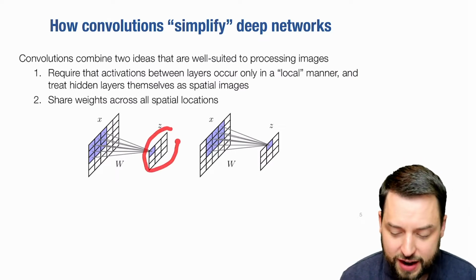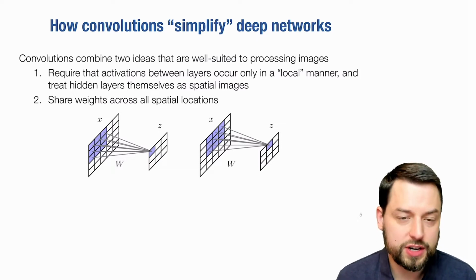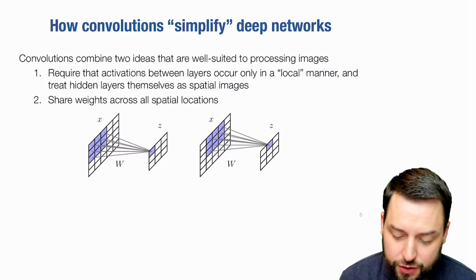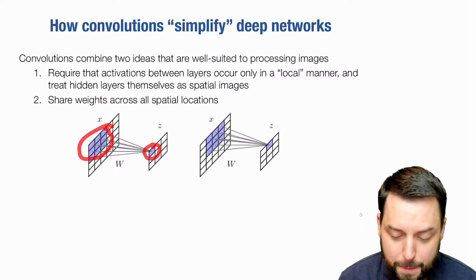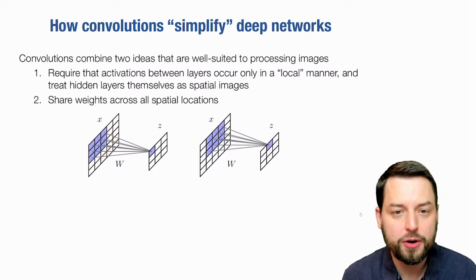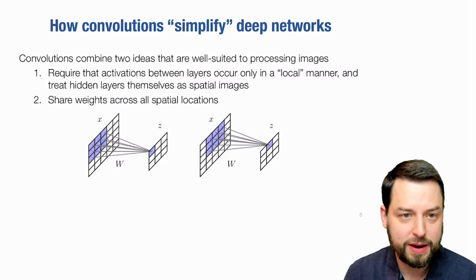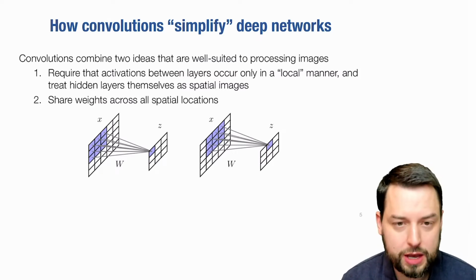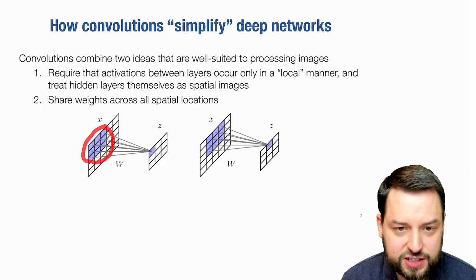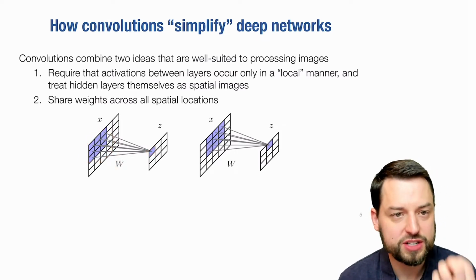In this case, we're going to think of our hidden vectors as also 2D objects representing locations in an image. And convolutions have two properties. The first is that these interactions happen in a local manner. So this hidden unit is influenced primarily, or maybe solely, by the inputs in the previous layer that are near that spatial location, right? We treat the hidden layers as spatial images, and we have the weights only apply locally to the input to produce the hidden layers. So it's only this set of pixels multiplied by our weight that results in this single location in the next layer. Right? So that's the first premise, this local interaction.